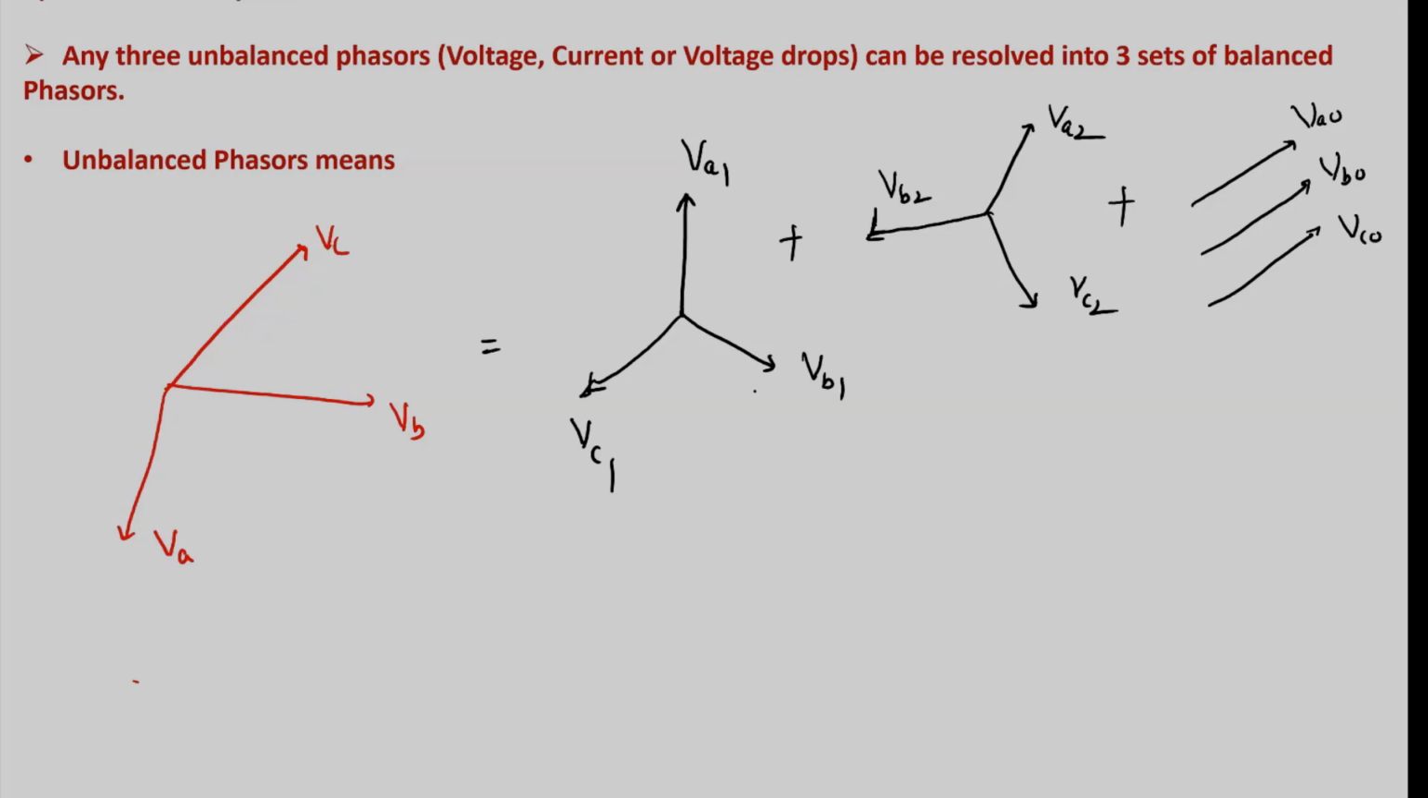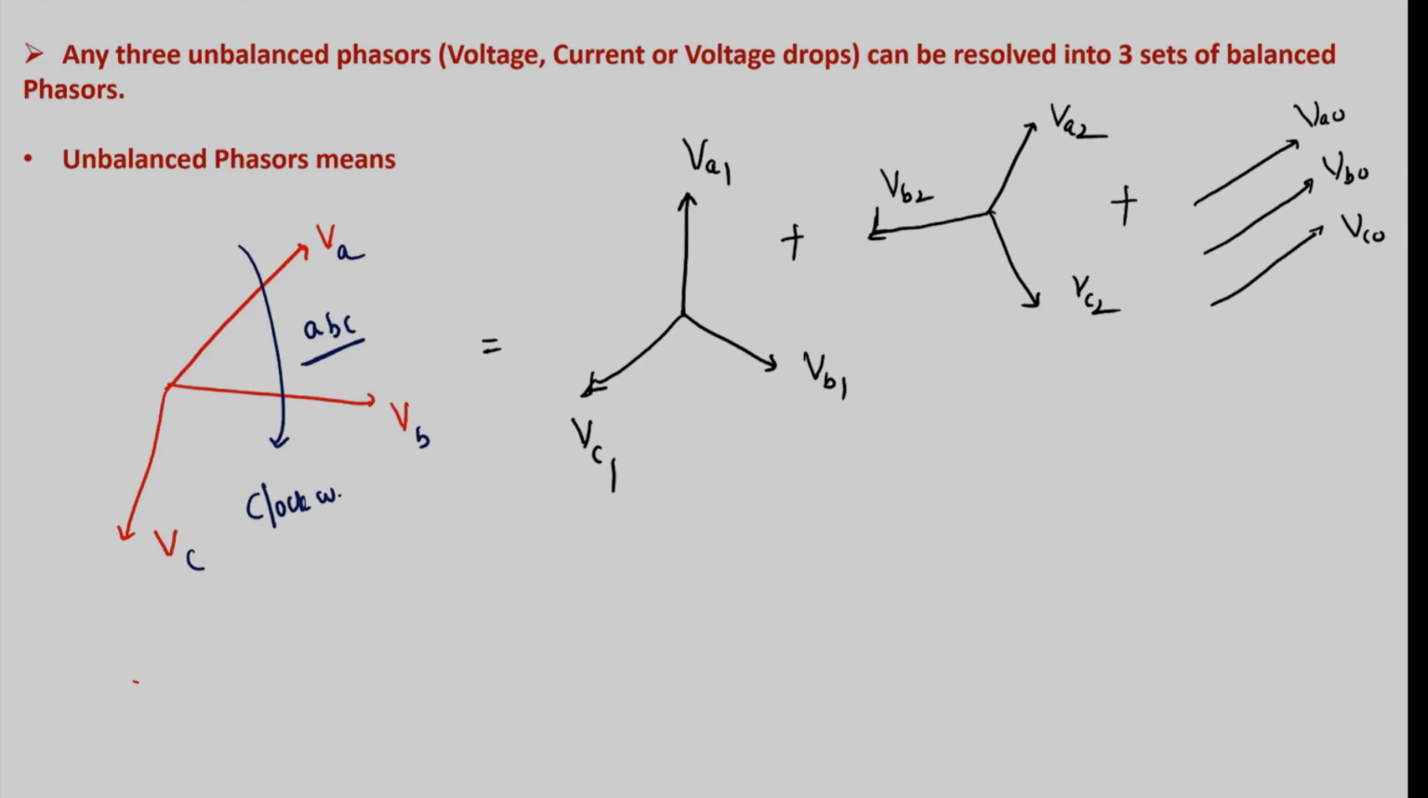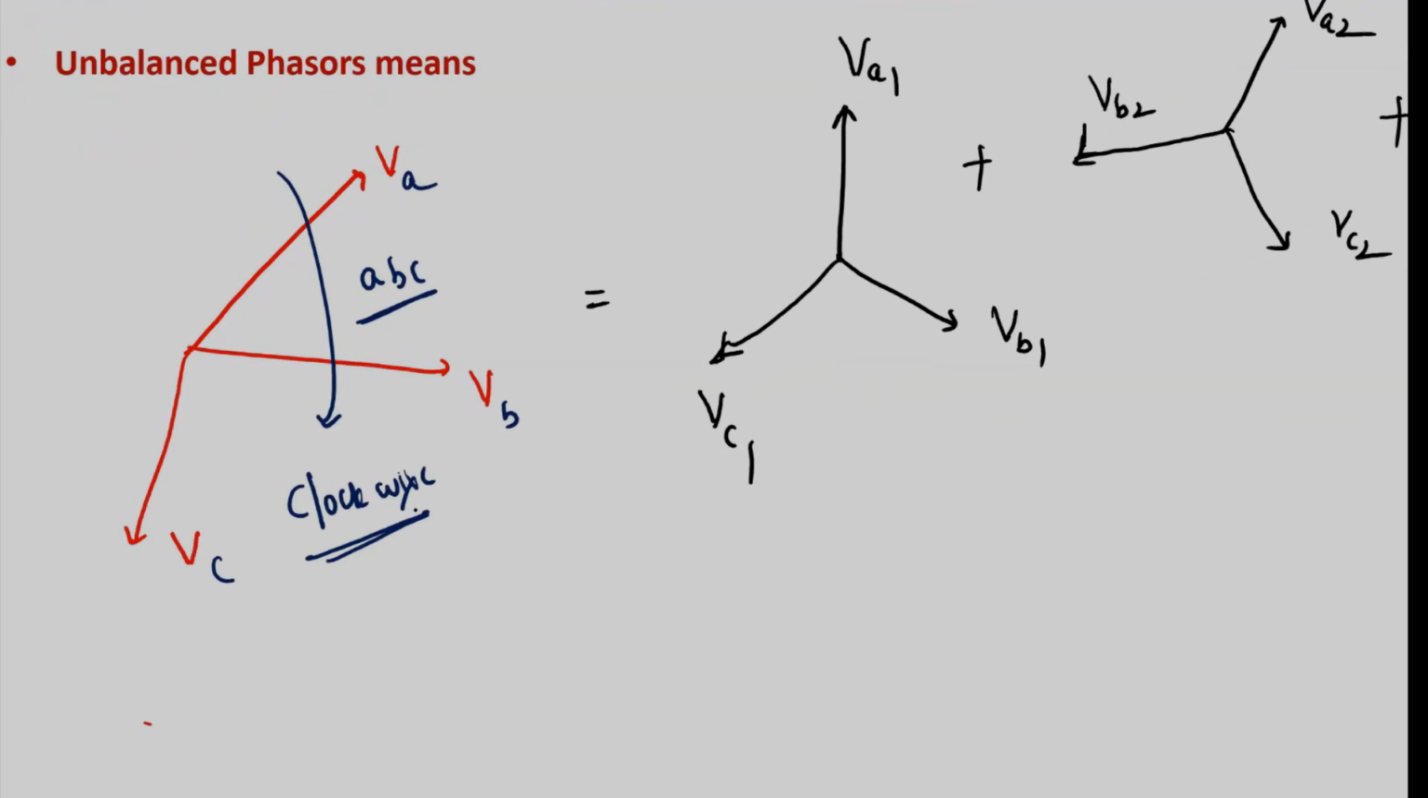of balanced phasors. What is the phase sequence of the original unbalanced phasors? ABC, which is clockwise phase sequence. The components which are balanced and which have the same positive phase sequence as that of the original unbalanced phasors, here this first set, we call it positive sequence components.